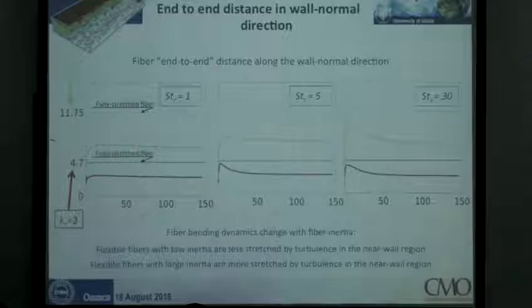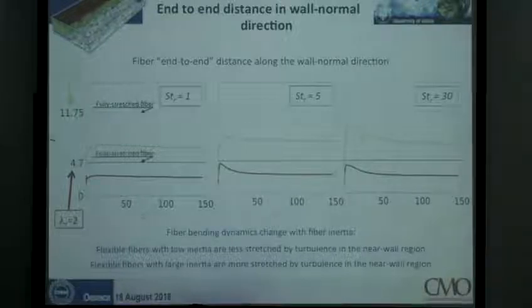If the fiber is bent, then this quantity would be smaller. And here I'm showing you the mean value of this fiber end-to-end distance along the normal direction for three different sets of fibers. Here, we are considering also different elongations. So these are the longest fibers.